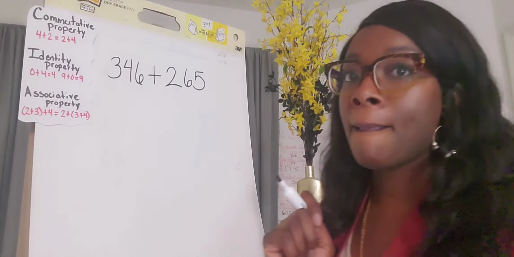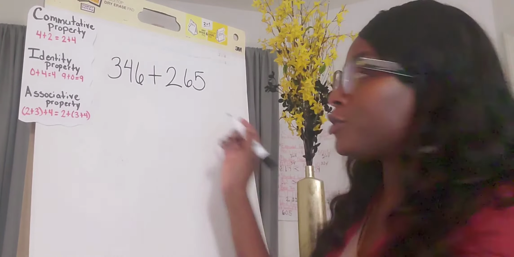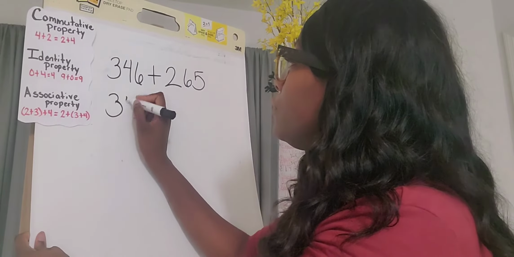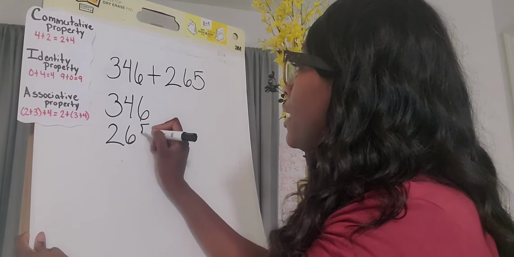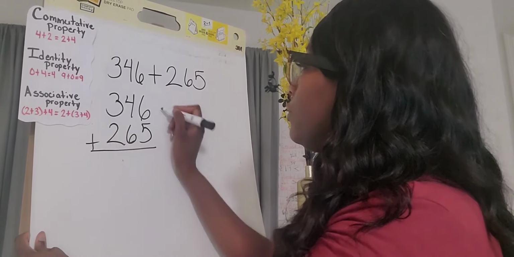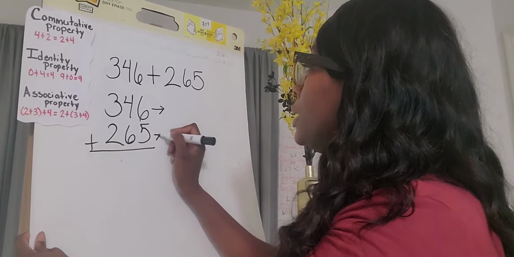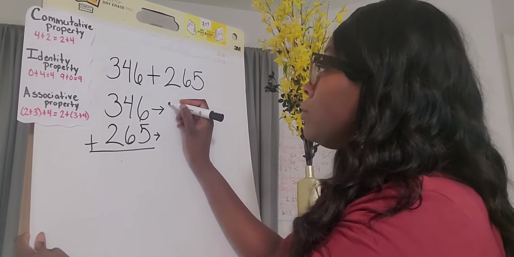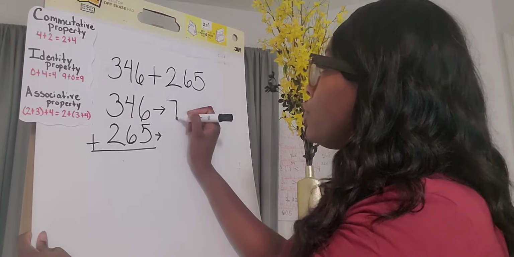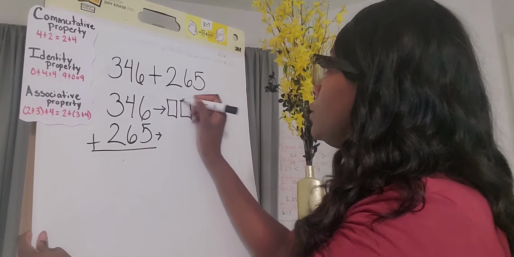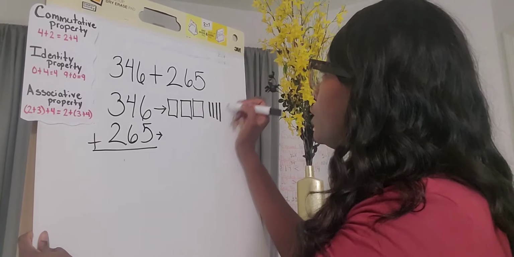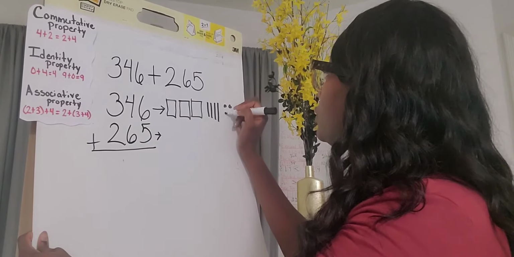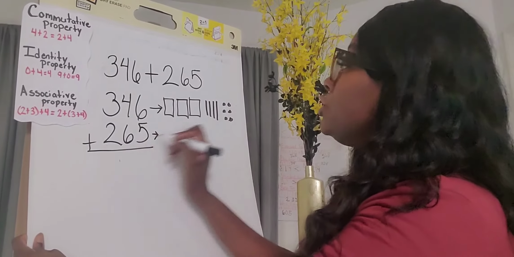in, let's try model form. 346, 265. And let's see if we can do this in model form. Let's see. I bet we can. So, model form, 300s, 4 tens, 1, 2, 3, 4, 6 ones, 1, 2, 3, 4, 5, 6.